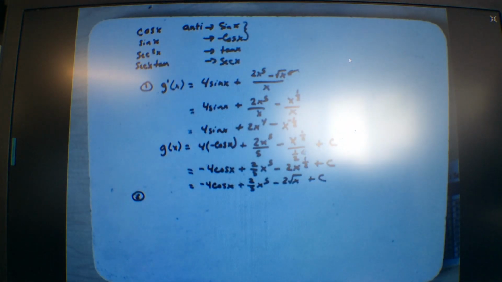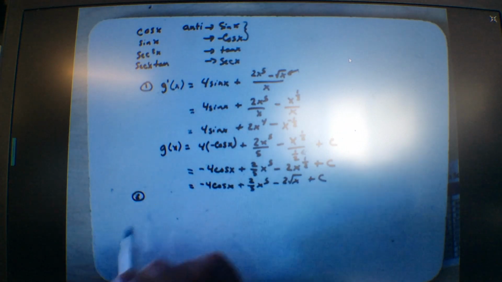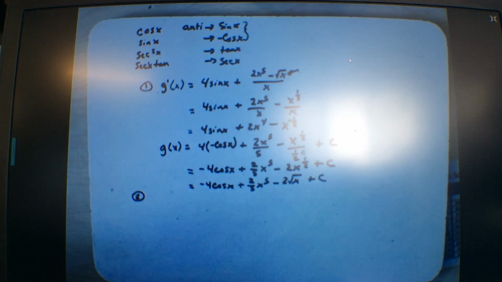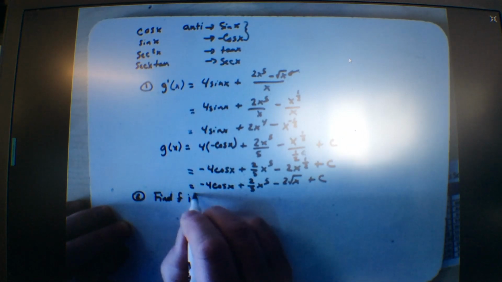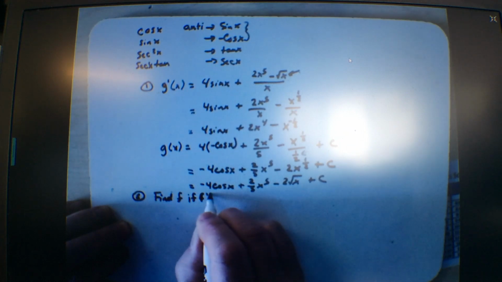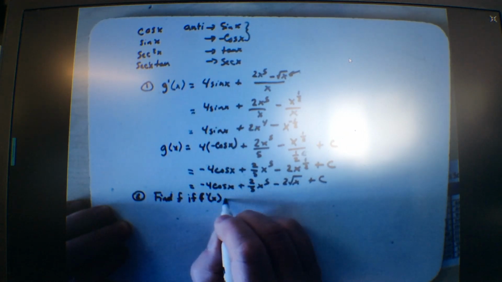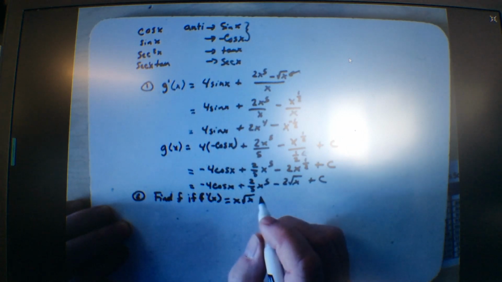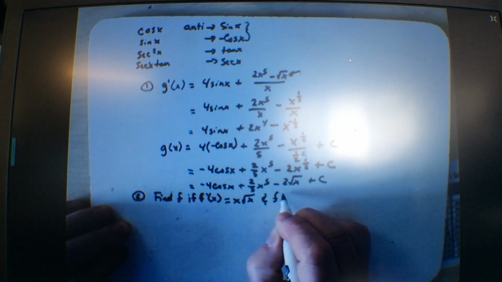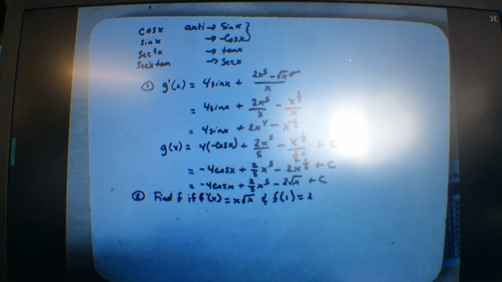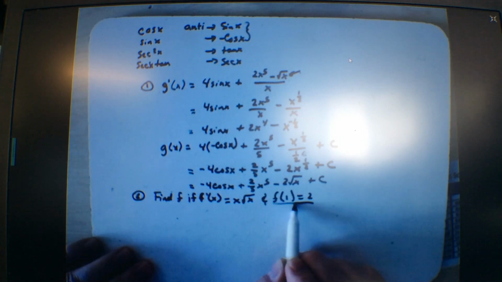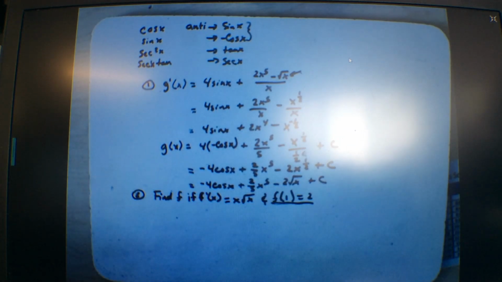Okay. So now let's take a look at example 2. It's actually example 3 on page 276. It says find f, which is the original function, if the derivative of f is x square root of x. And then it tells you something else. And f of 1 is 2. The reason they tell you this is so you can find an actual value of c for the first time. If they don't give this to you, you can't do it.